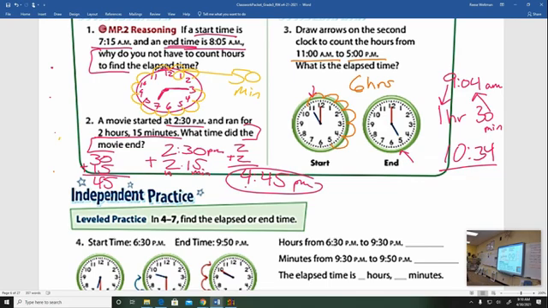Yes, Jack? Were we supposed to start at 9:04 a.m.? No, that was just an example. You guys don't have to write that one down. That was just an example of if I asked you a question like that, how you would answer. But you did a good job.